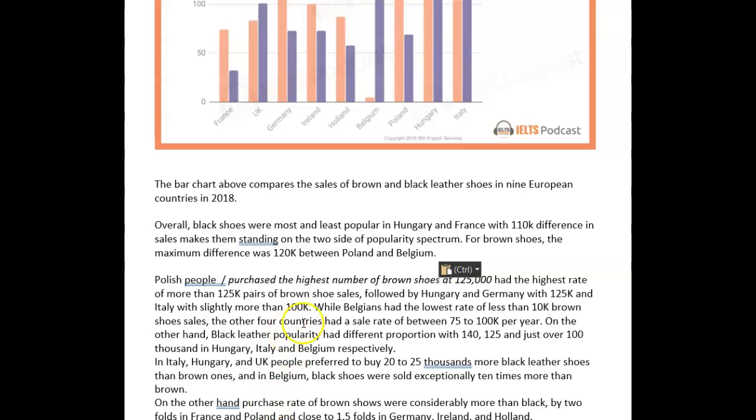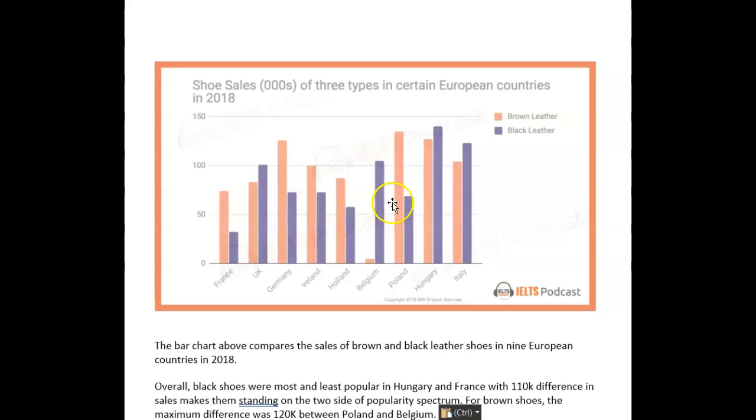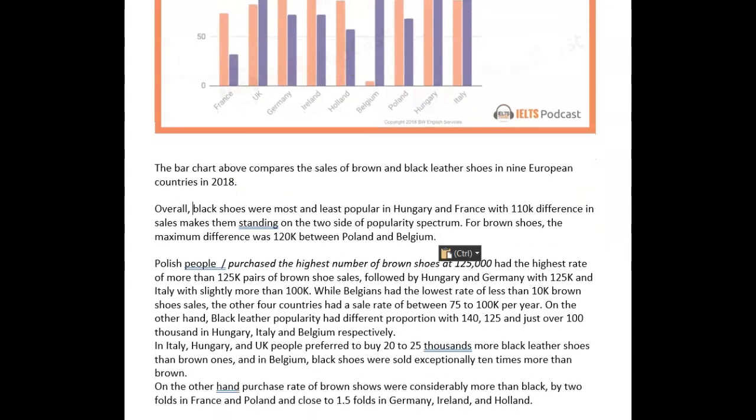Yes, you've got most and least popular in Hungary and France, but that's slightly confusing already. I'm thinking, what? Keep it relatively simple in the data that you're pulling out. You could bring that in later, but for an overall, it's just like an overview. What can you see? What can you see that's different or special or unusual? So here you're getting into detail. So Poland purchased the highest number of brown pairs, followed by Hungary and Germany. Yeah, okay, that's absolutely fine.